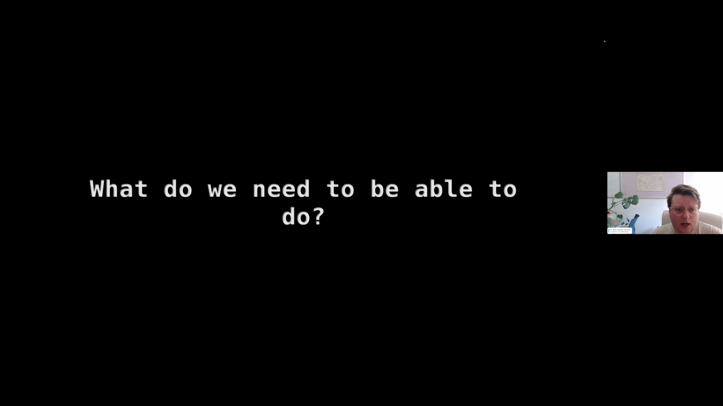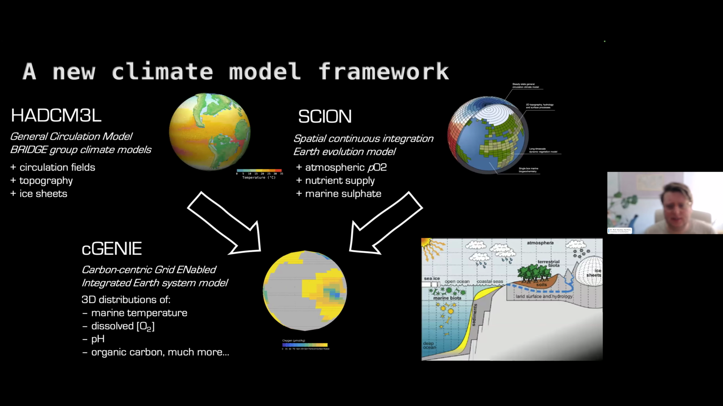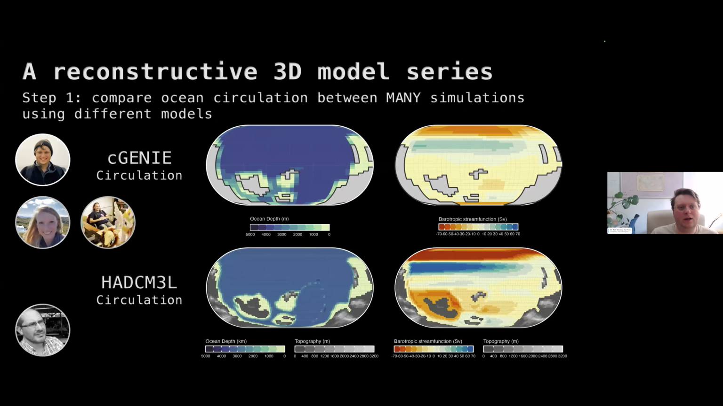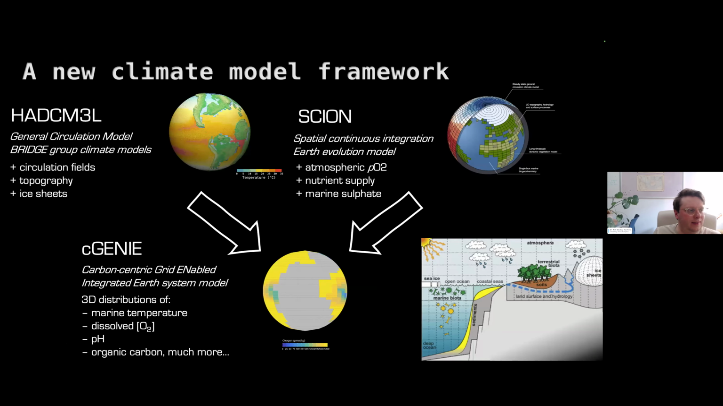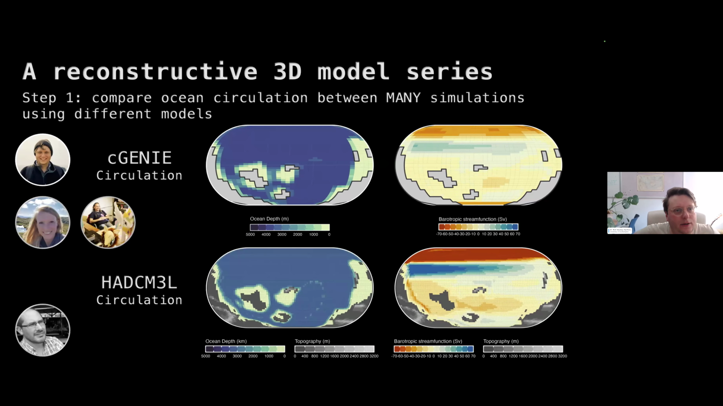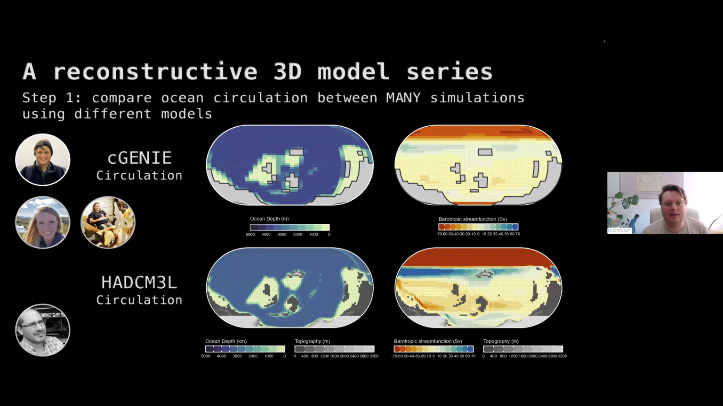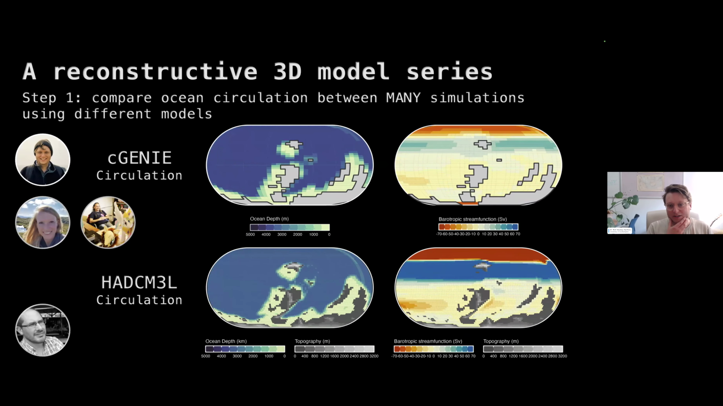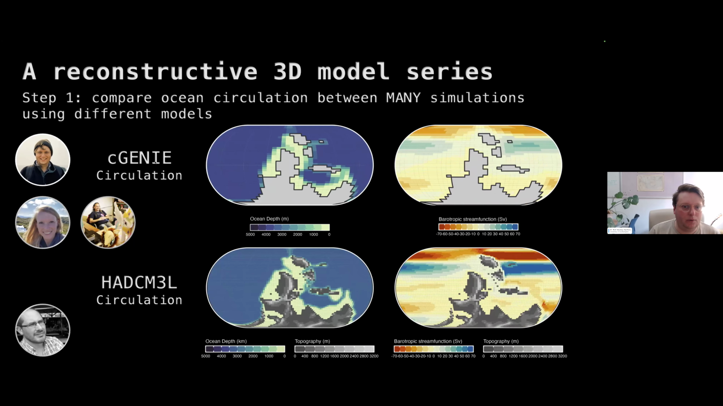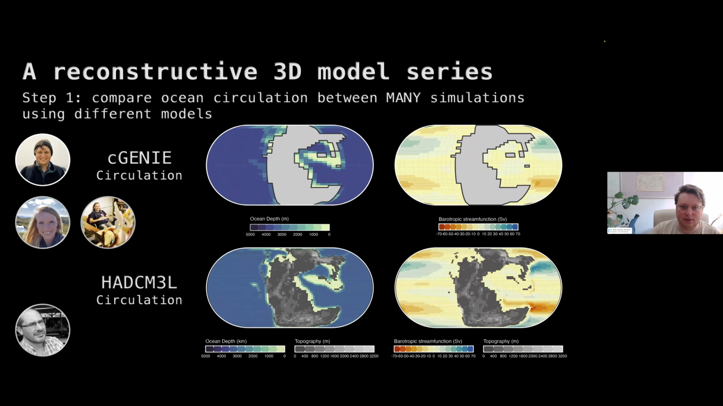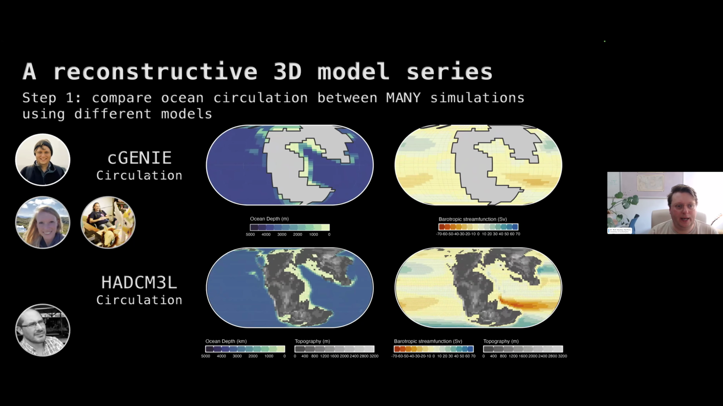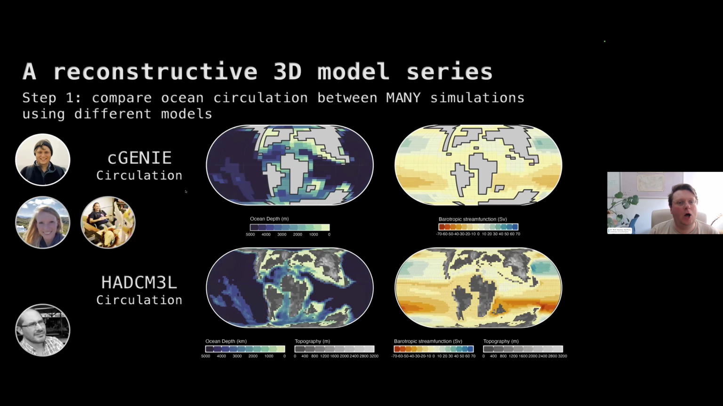So in terms of what we've ended up doing to develop this R package, I'll talk you through it. This is the climate model framework that I've been working on. I wanted to walk through some examples of how I think this package can be useful as I talk to you a little bit about some of the science associated with that. A key thing in trying to generate this reconstructive 3D model series is that the cGENIE model is really good at simulating biogeochemistry, so things like dissolved oxygen, organic carbon, pH.